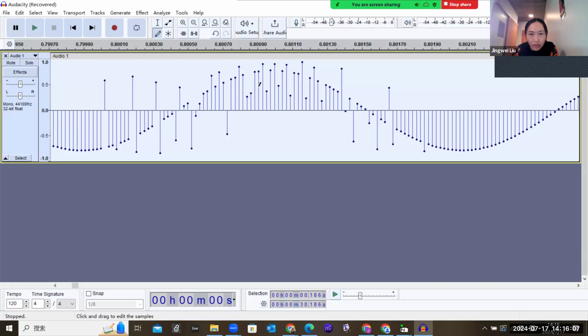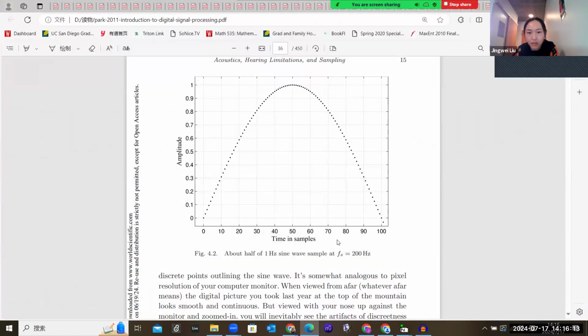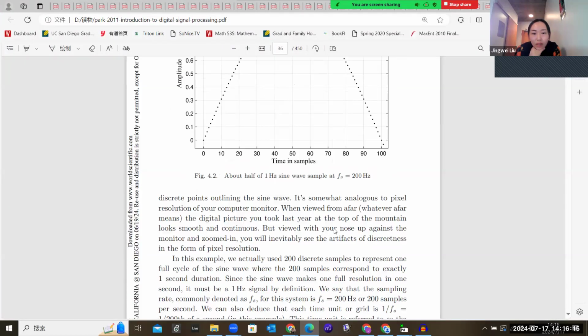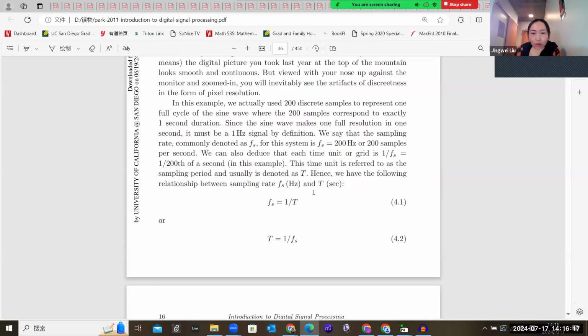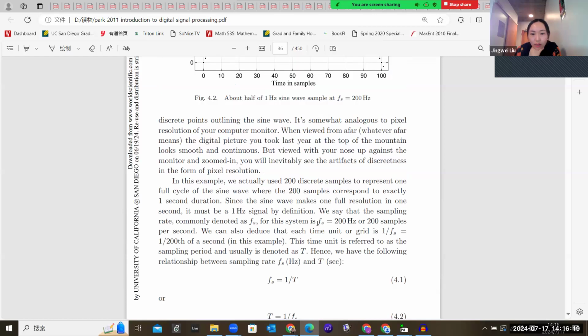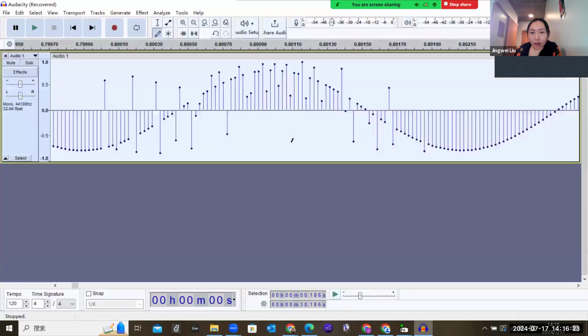So when you zoom in, this is the discretization of sound. Let's continue with this. After you zoom in, you can see here, right? This is fs. Fs is the sampling rate. In Audacity, the standard sampling rate is 44100 hertz. Why is this number the standard? We will also talk about this, why people choose this number to be the standard sampling rate for all the audio systems.